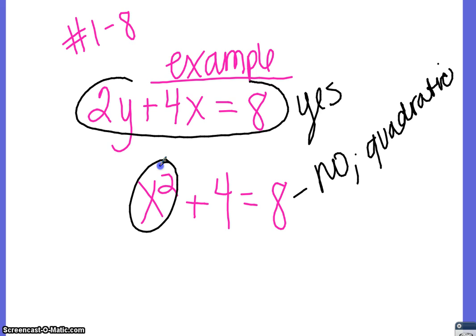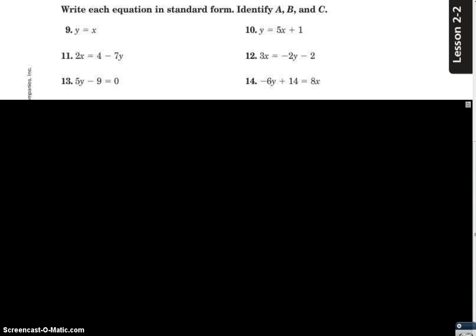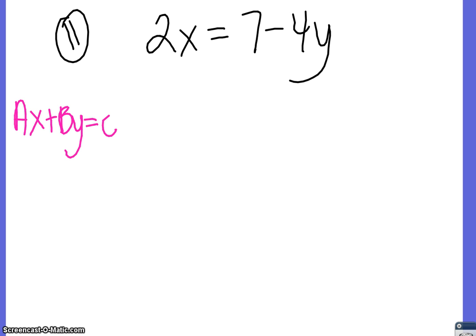Okay, so let's look at the next section. The next section asks me to write each equation in standard form. I'm going to identify the A, B, and C. Now, I know most of you didn't have a lot of practice with this because you hadn't done the characteristics of linear functions. So make sure that you write down this example. I'm going to work problem number 11. So let's look at it. Looking at problem 11, I have 2x equals 7 minus 4y. Now, in pink, I have the standard equation. It's ax plus by equals c.